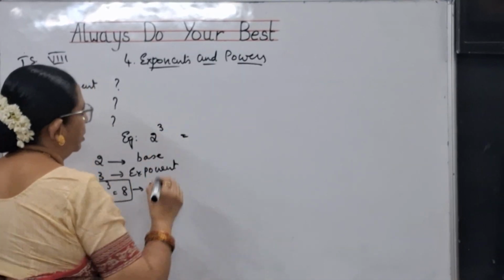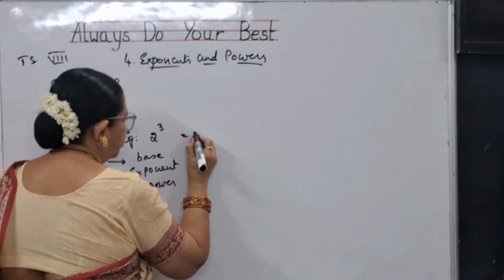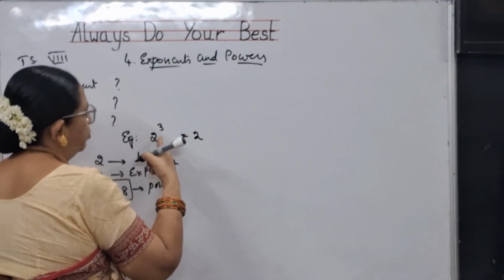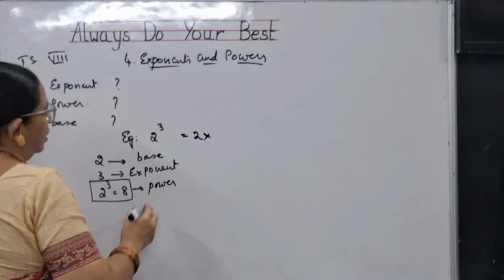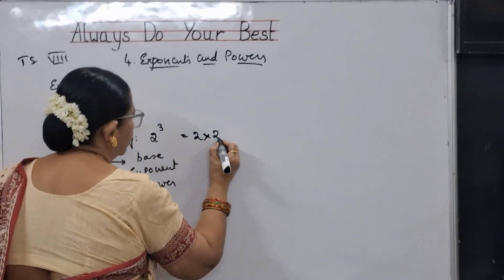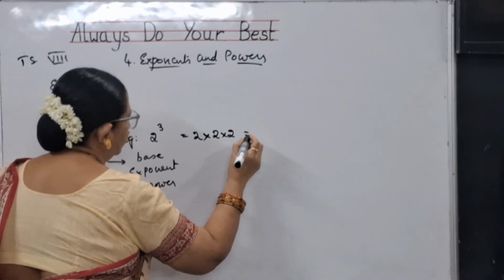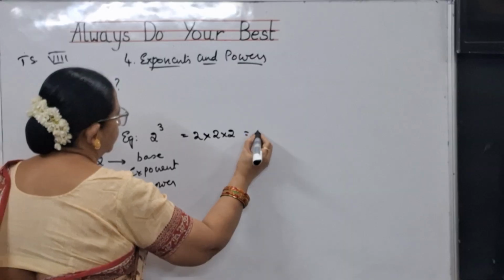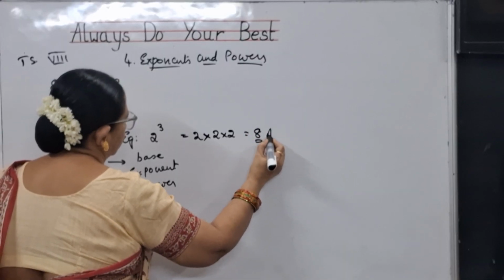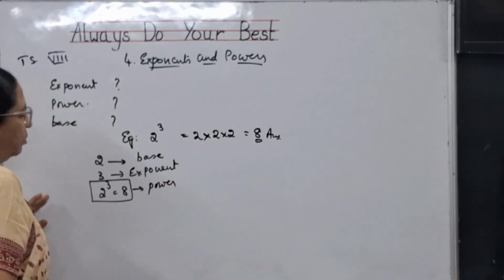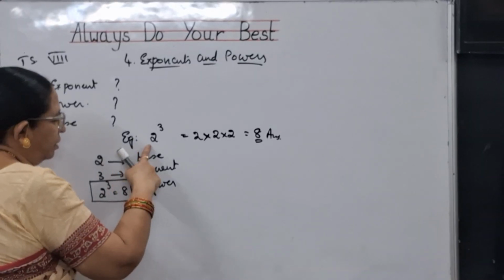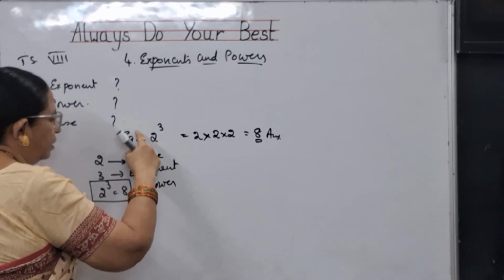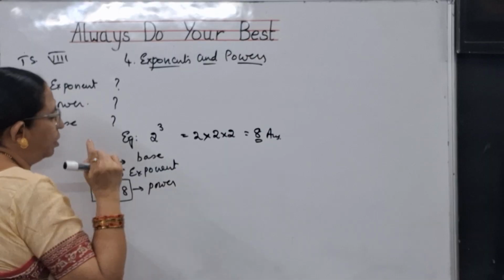Actually, what do you mean by 2 to the power of 3? That means the base should be multiplied as many times as the exponent says. The exponent says 3, so 3 times you have to multiply 2. 2 times 2 is 4, 4 times 2 is 8, that is the answer. So, this is the basic knowledge which you should have, children. This is the base, this is the exponent, and this whole solution is called the power.